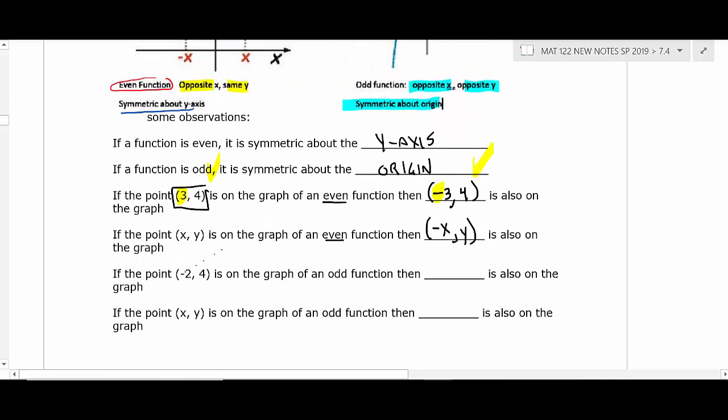A specific example on this, if you have the point negative 2, 4, and that's on the graph of an odd function, then here's what it means. If you take the opposite x, which in this case would be 2, you would also have the opposite y, which would be negative 4. And in general, if you have a point x, y on a graph of an odd function, it's the same thing. If x is opposite, then so is y. That's all it is, okay?